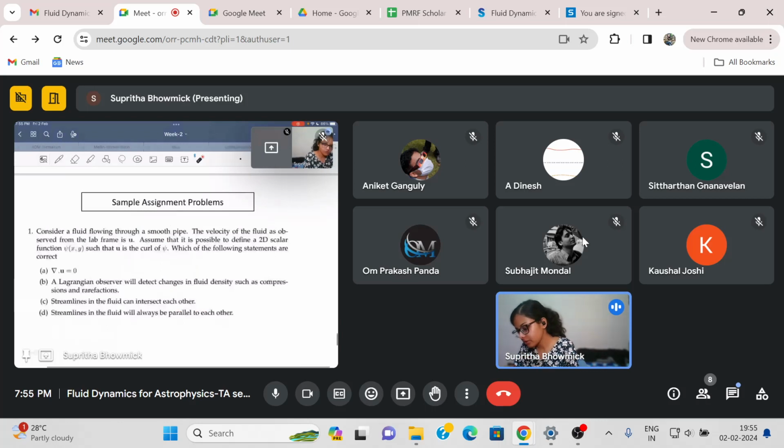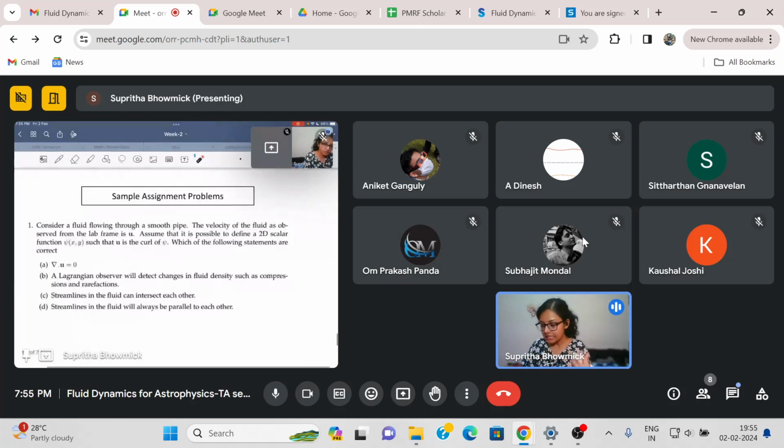Okay, so the first question is: let's consider fluid flowing through a pipe. Given that you can write U as some curl of psi z cap, and these are 2D flows, right? So U is in the xy plane, and curl of z will take you to a vector in the xy plane. So you have to choose which of these statements are true.